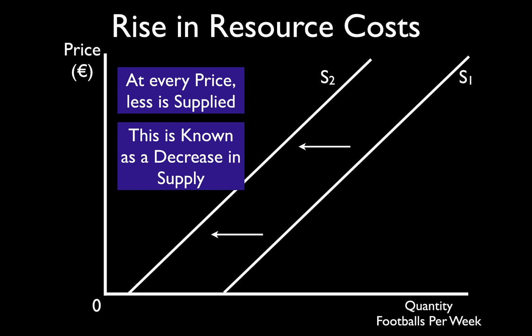So what the firm may do in the case of a rise in resource costs, particularly if it's producing more than one good and only the cost of factors of production for a particular good has risen, is reduce the quantity of that good they produce at every price and try to increase the quantity of other goods that they can produce.